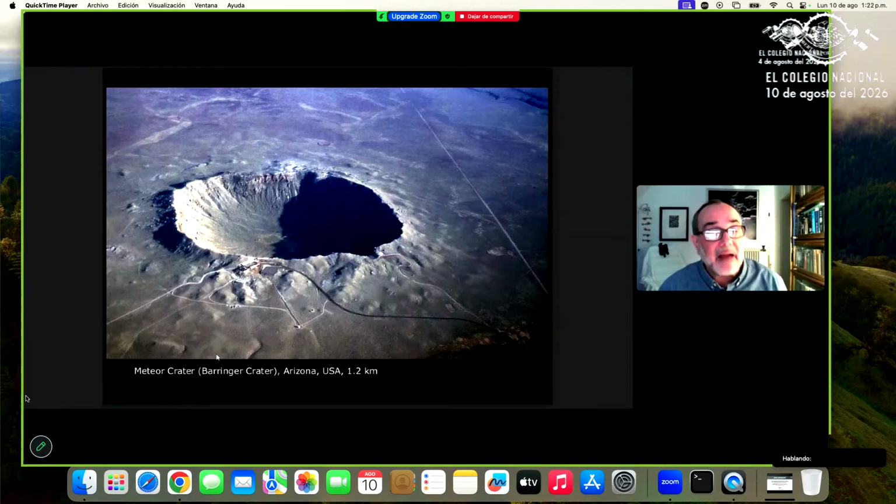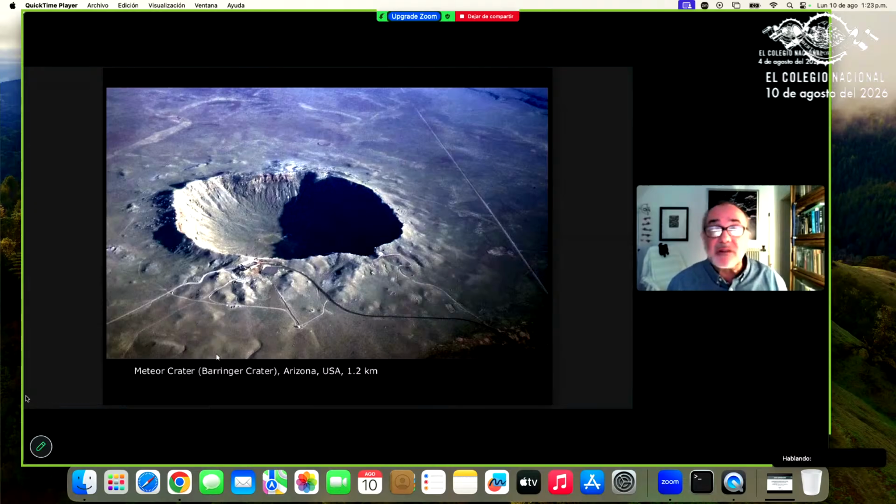And these iron meteorite pieces, maybe some meters across at most, are actually the remnant of a large body that was later found to have been only approximately 50 or 60 meters across, and that made that big, over 1 kilometer diameter meteorite crater.